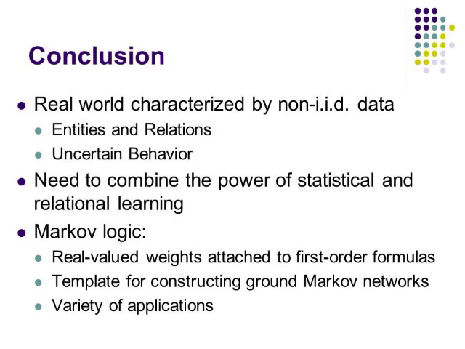So to conclude the talk, the real world is characterized, for many problems if not all, by data that is non-i.i.d. There are entities and relations between objects and relationships between them. There is uncertain behavior, and we want to capture both. This whole area of statistical relational learning has come about, and MLN is one such model which tries to capture both of these aspects by having weights on real world formulas, which essentially become templates for constructing ground Markov networks. And I talked about a couple of applications to motivate why they might be useful.